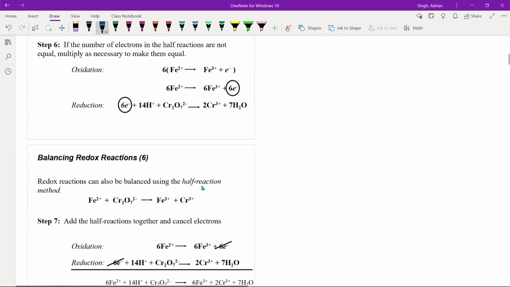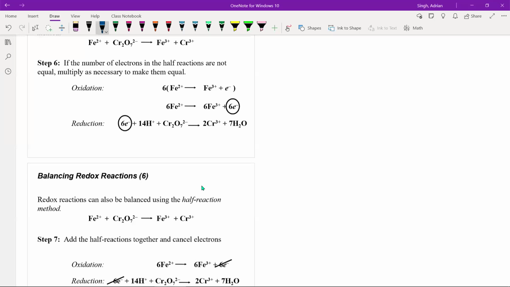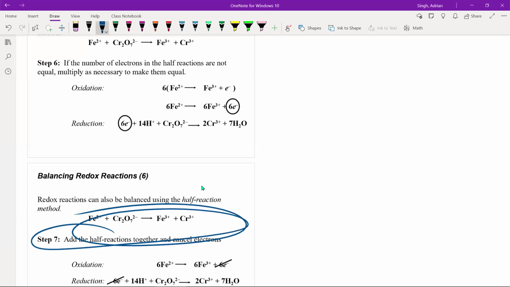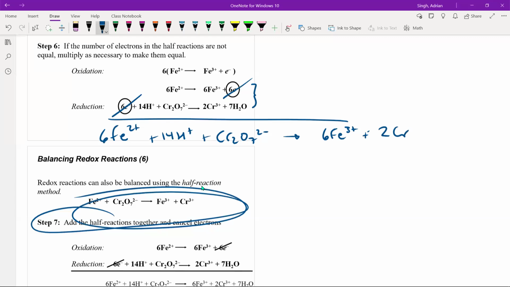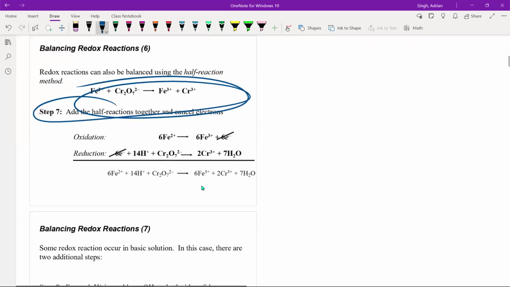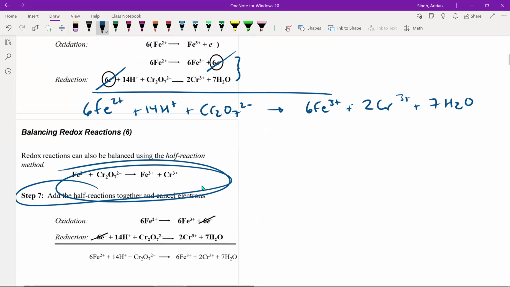And the last thing that we need to do is add together the half reactions to cancel out those electrons. So I'm adding these two together. Obviously here, the electrons are going to cancel out. So what I end up with, when I add those together, is 6 Fe2+ plus 14 H+ plus Cr2O7 2- to give 6 Fe3+ plus 2 Cr3+ plus 7 H2O. Okay, so that's your balanced equation.